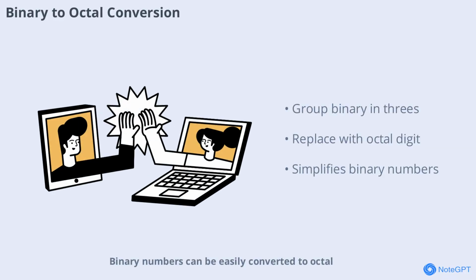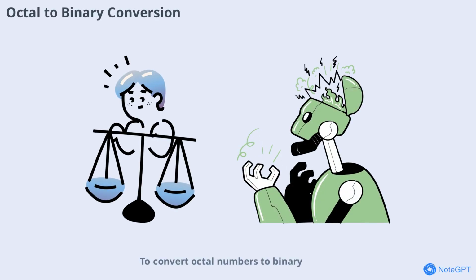Binary numbers can be easily converted to octal by grouping the binary digits into sets of 3, starting from the right. Each group is then replaced by its octal equivalent. This method simplifies the representation of long binary numbers, making them easier to read and write. To convert octal numbers to binary, replace each octal digit with its 3-digit binary equivalent. This direct mapping makes the conversion process quick and efficient, especially in digital electronics where both systems are used.